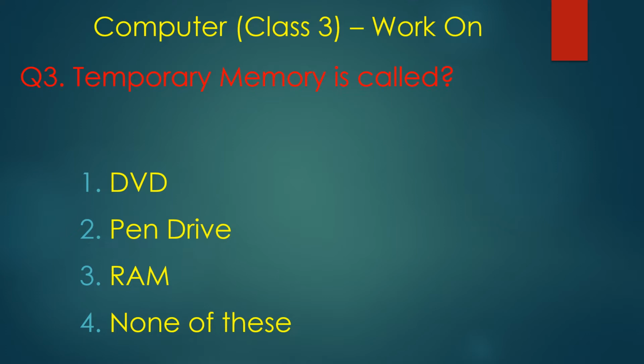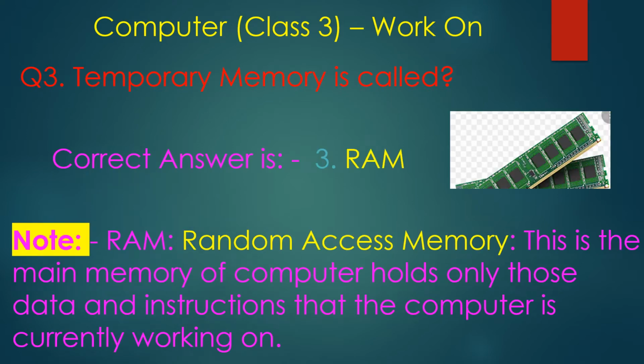Temporary memory is called DVD, pen drive, RAM, none of these. Temporary memory is called RAM. RAM is random access memory. This is the main memory of the computer. It holds only those data and instructions that the computer is currently working on. This is called temporary memory.